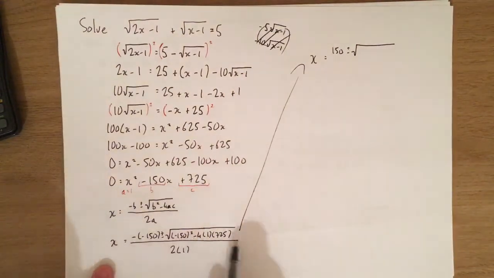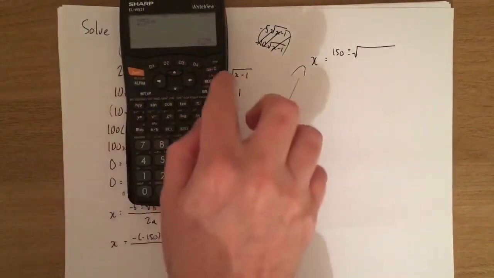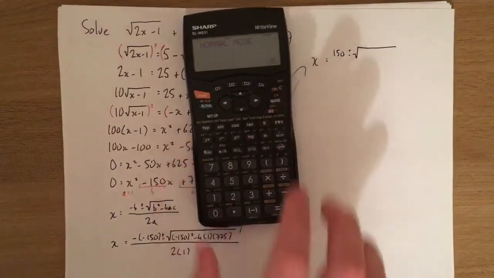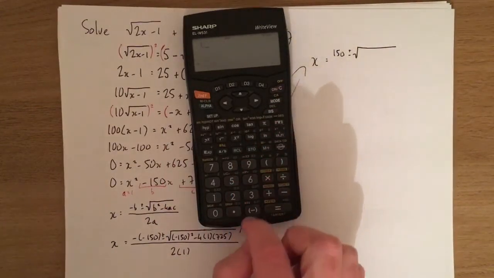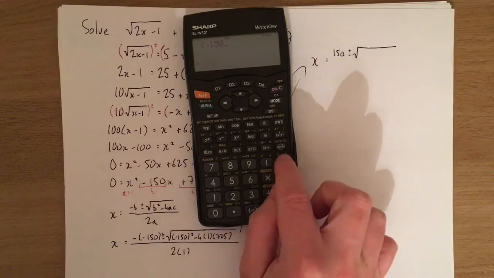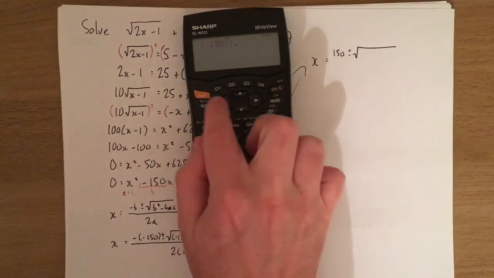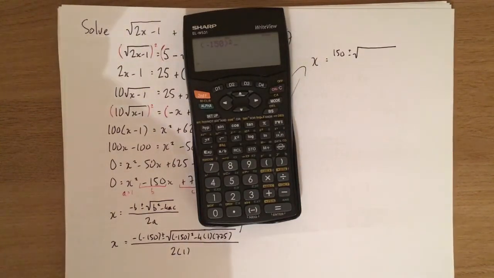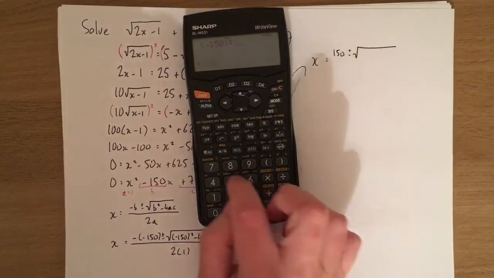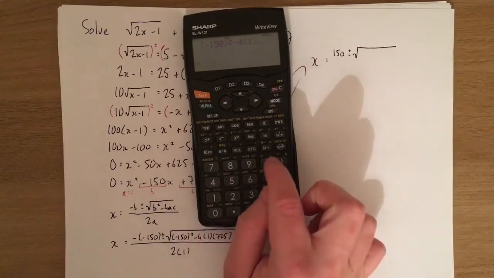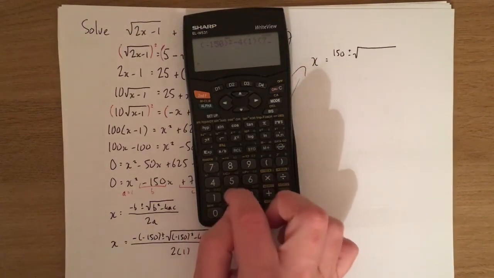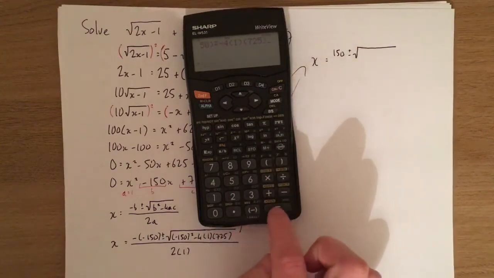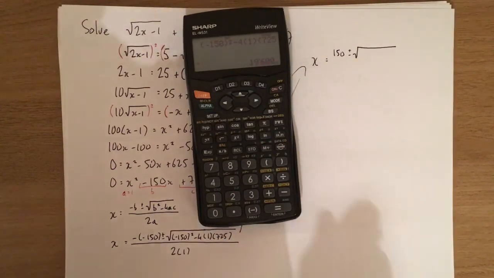I would just plug everything under that square root into the calculator. So minus 150 squared, just be careful typing that in. It is going to be brackets minus 150, close your brackets, squared. The negative number needs to go inside the bracket and the squared outside, or else the calculator won't know what you're asking it to do and it can give you the wrong answer. So minus 4 brackets 1, bracket 725. So on that square root, I've got 19,600.